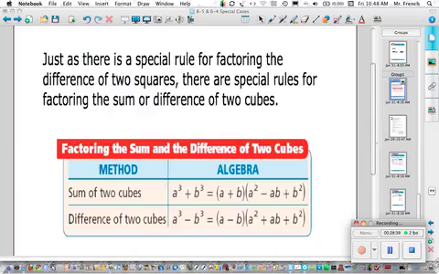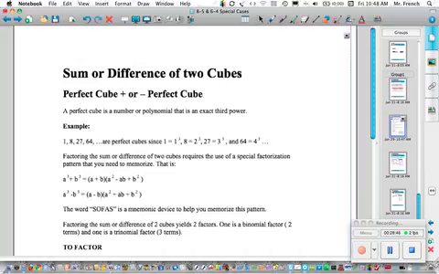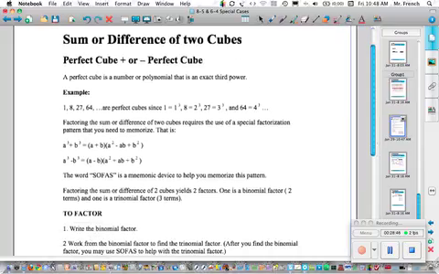Okay, now that you have those formulas written down, let's take a look at the sheet that I just gave you. Here's the sheet that you should have in front of you. Now let's point out some things on this sheet that are important. We need to talk about cubes.